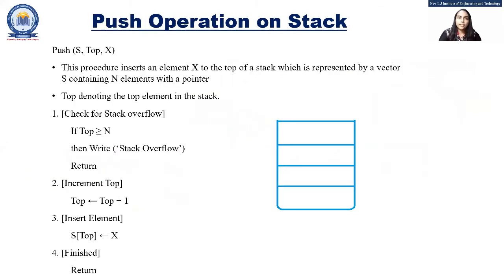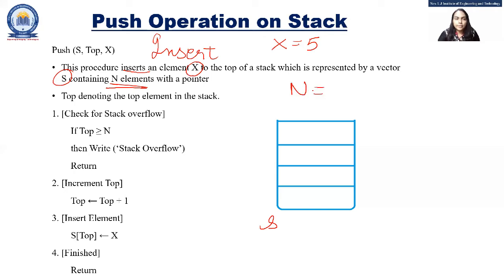Now students, let us see what the push operation on the stack is. The push operation is for insertion, so we need to insert an element on the stack. This procedure inserts element X. This X could be anything, 5, 10, 15, 20. It will insert it on the top of the stack, which is represented by vector S. The stack is represented by S containing n elements, so the size of the stack is n. Now from this diagram, let's assume that it is 4.